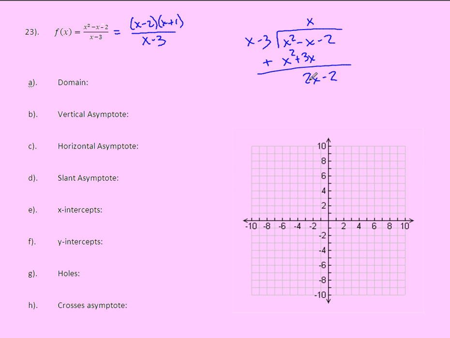X times what gives me 2x? 2. 2 times x is 2x. 2 times negative 3 is negative 6. Again, I subtract, and I should get a remainder here of 4. So my remainder is 4 over x minus 3. Alright? So now I can read off everything I need to know.